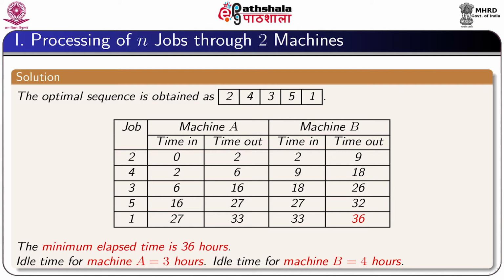From this optimal sequence, we can find the minimum elapsed time, and for this we compute the results as shown in the table. We have the job sequence 2, 4, 3, 5 and 1, and then for machine A we have time in and time out. Time in 0 indicates that job 2 starts at 0 time and job 2 is completed on machine A after 2 hours.